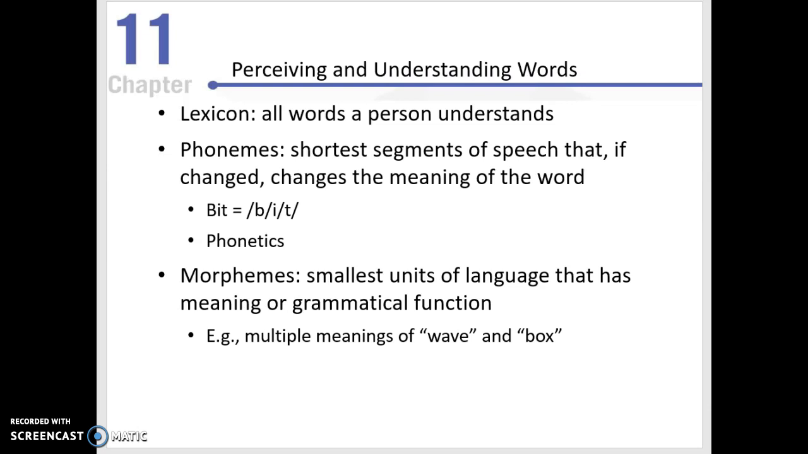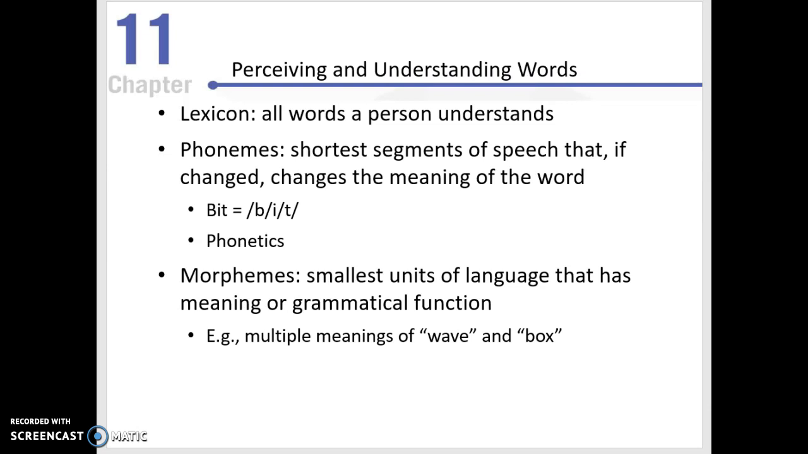Now, a morpheme is the smallest unit of a language that has meaning. So, for example, phonemes do not have meaning necessarily if they're looked at individually. So if you heard b, I, or t, you would not necessarily assign meaning to that. So a morpheme is the smallest unit that has that meaning.